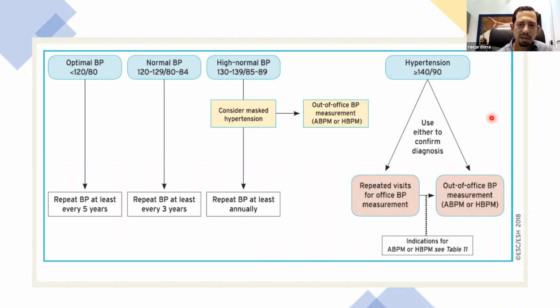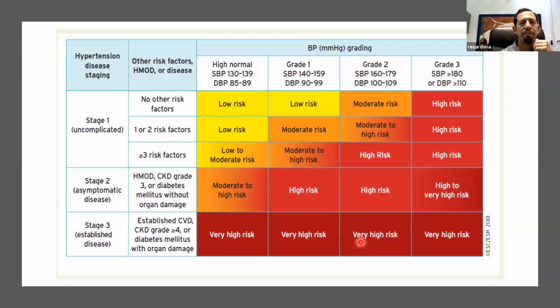When the patient is hypertensive, we have to confirm the diagnosis either by home blood pressure monitoring, ambulatory blood pressure monitoring, or repeated visits in the office. And if it is confirmed, then we need to stratify the risk of the patient depending on the other cardiovascular risk factors the patient has, and if he or she has hypertensive mediated organ damage, chronic kidney disease, diabetes, or cardiovascular disease. And the treatment is going to be decided depending on the risk the patient has.